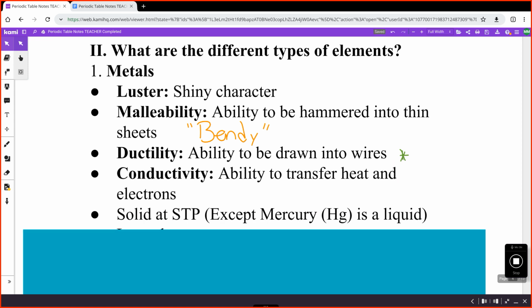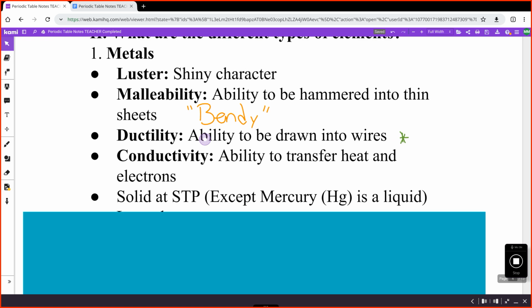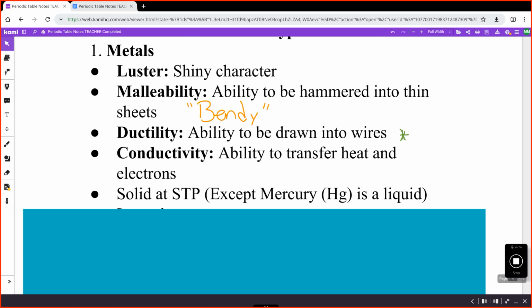Typically, and by typically, I mean always, metals are solids. Metals are solids. They don't exist at STP in anything other than a solid. So at normal standard temperature and pressure, a shiny, conductive solid would be classified as a metal. The only exception to this would be mercury. Mercury is not a solid at room temperature, at STP.